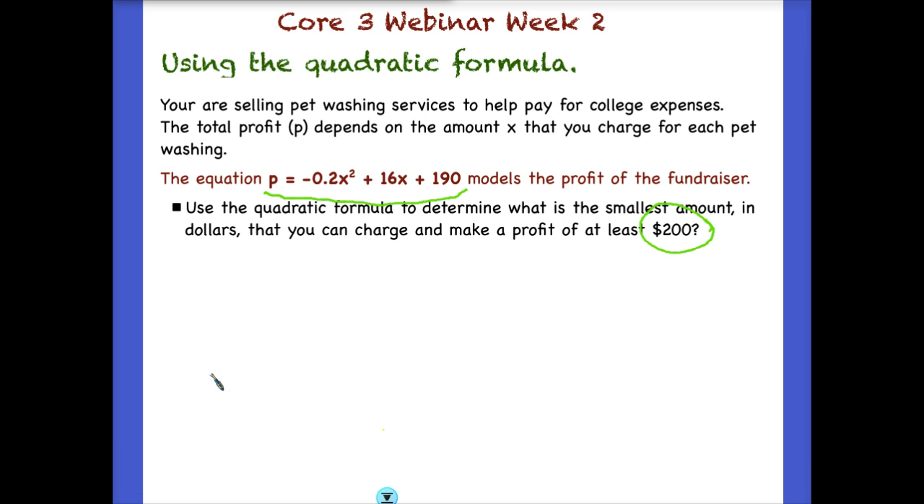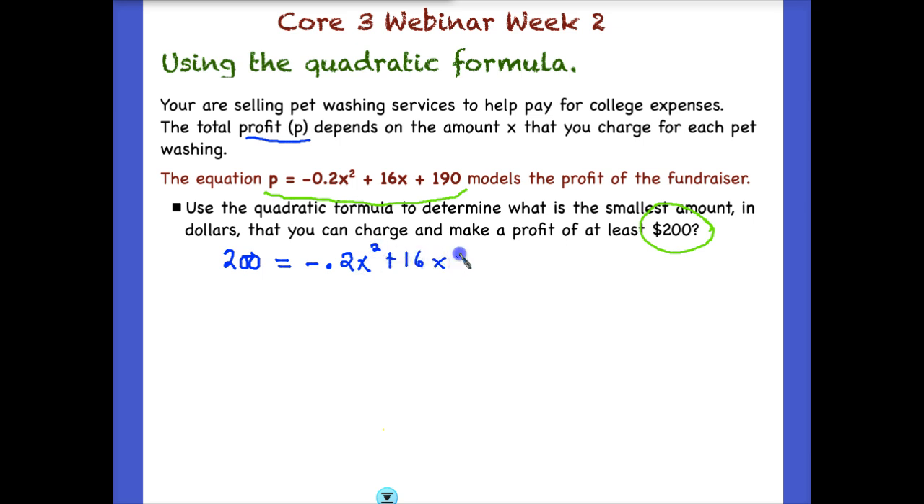Okay, so this represents profit, P, right? So where in our equation do we have P for profit? Oh, Unique, very good, where the P is. Yes, very logical. So if we take our equation and we put the 200 in here, because remember that P represents profit, right up here, we said P is profit, and then we plug it in. So we're not using the quadratic formula yet, but we're about to.